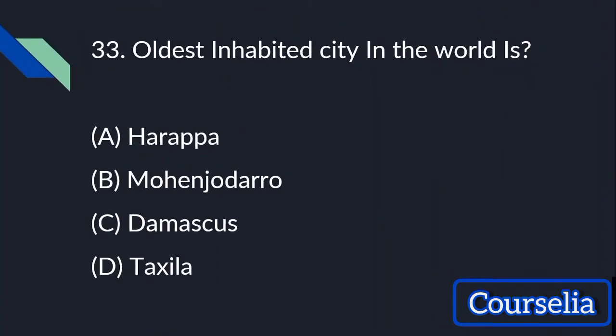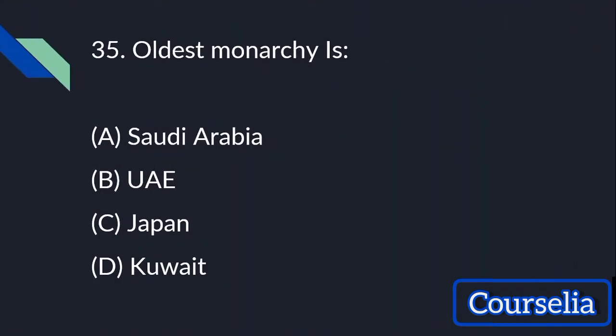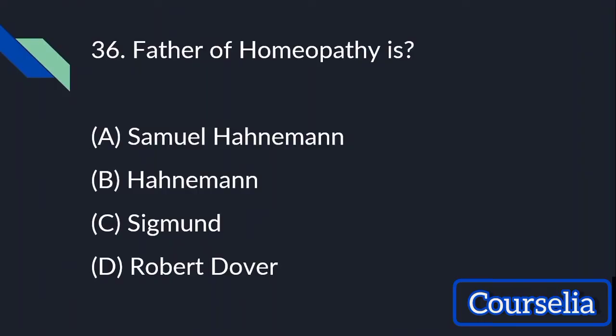Oldest inhabited city in the world is Harappa, Mohenjo-daro, Damascus, Taxila. Answer is Damascus. The cultural center of Gandhara civilization is situated at present day in Pakistan. Oldest monarchy कौन सी है? सऊदी अरेबिया, यूएई, जापान और कुवैत. जापान. Father of homeopathy is Samuel Hahnemann.